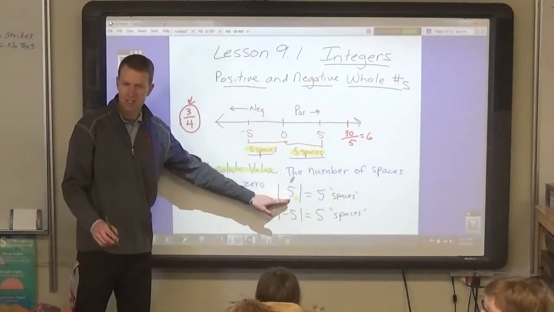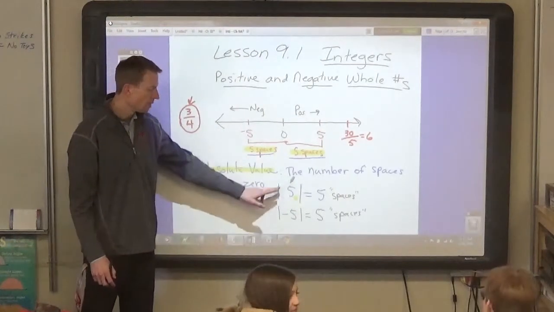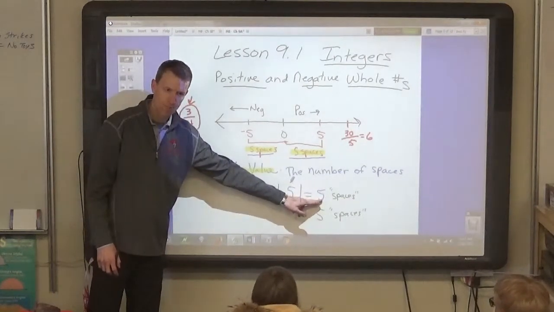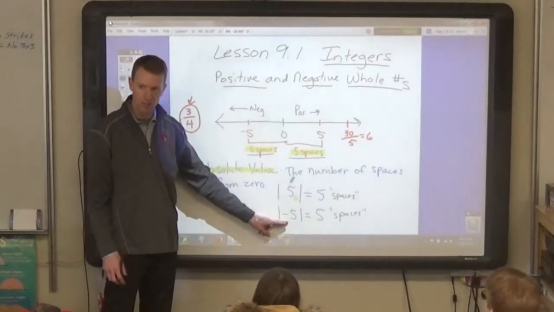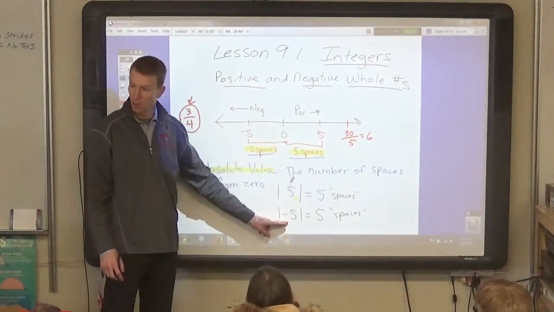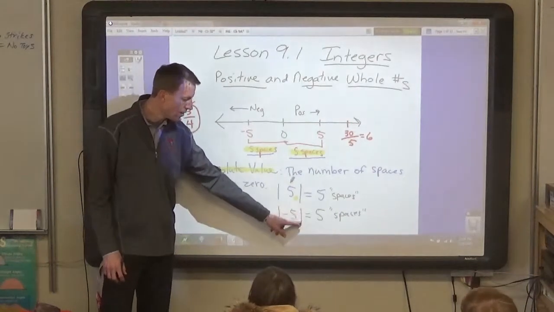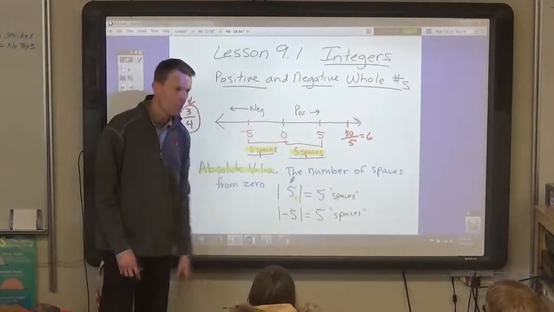Raise your hands. Carson? 5 spaces. Yep. So, say this with me. The absolute value of 5 is 5. How many spaces is this number from 0? 5. That's also 5, isn't it? So the absolute value of negative 5 is also 5.